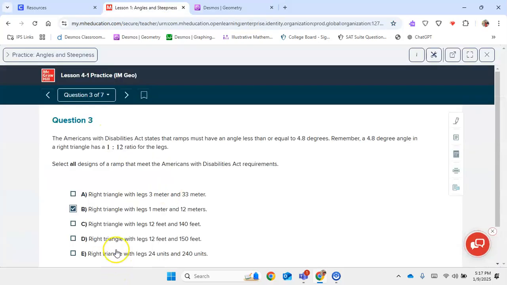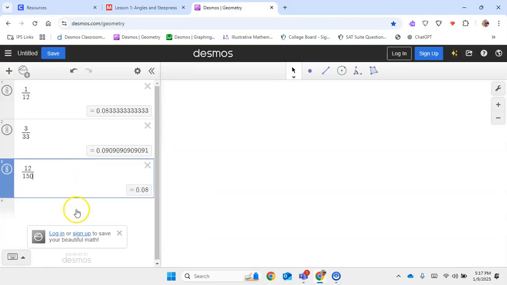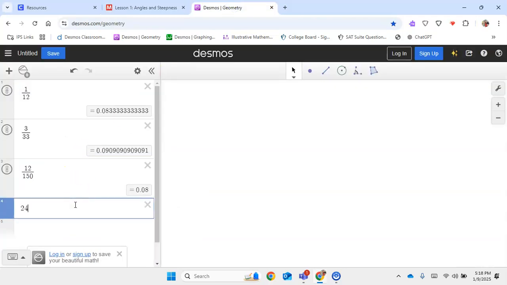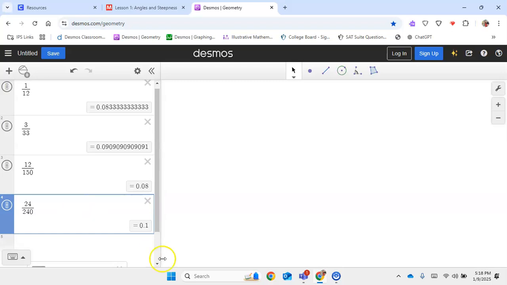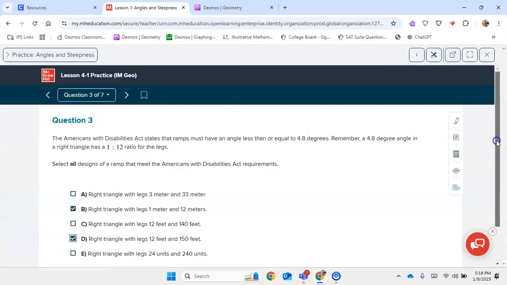That would work. And then finally, right triangle with legs of 24 units and 240 units. 24 divided by 24 is 1, and 240 divided by 24 is 10, right? 1/10 would not work. That's too big. So what was that? 24 divided by 240, which is 1/10. That is bigger than 0.083 repeating. Would not work.